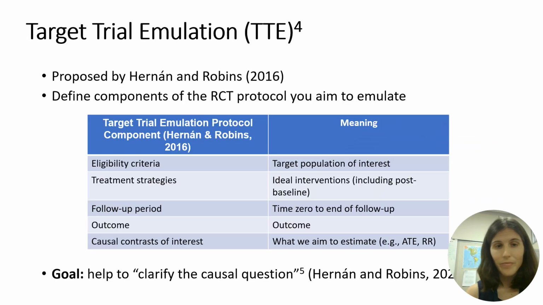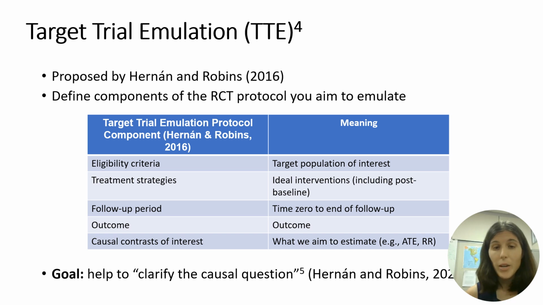Many of you may be familiar with the target trial emulation framework proposed by Hernan and Robins, where we define components of the randomized controlled trial protocol that we aim to emulate. These components include the eligibility criteria that define the target population of interest, the treatment strategies, including any ideal interventions we would like to implement, and that includes post-baseline interventions.